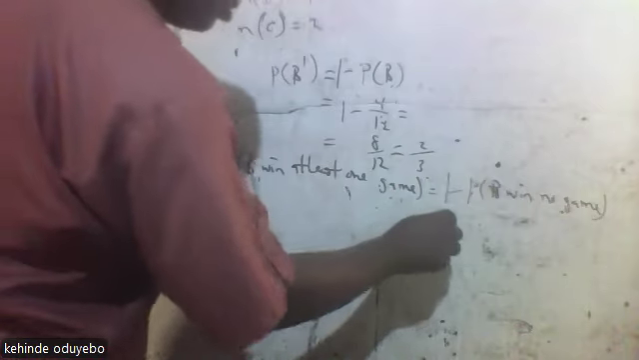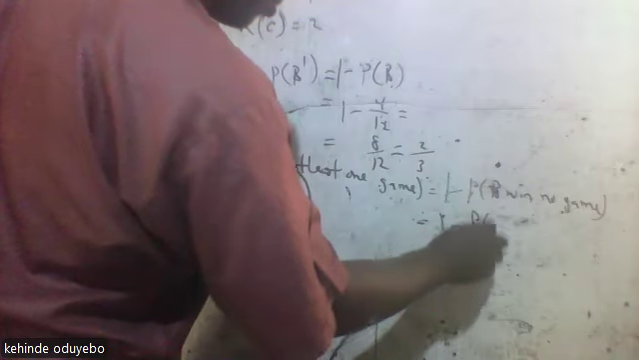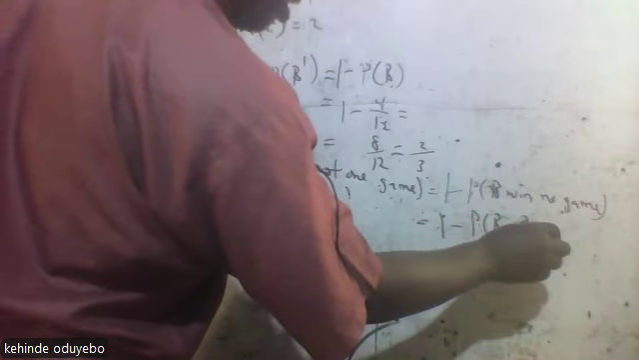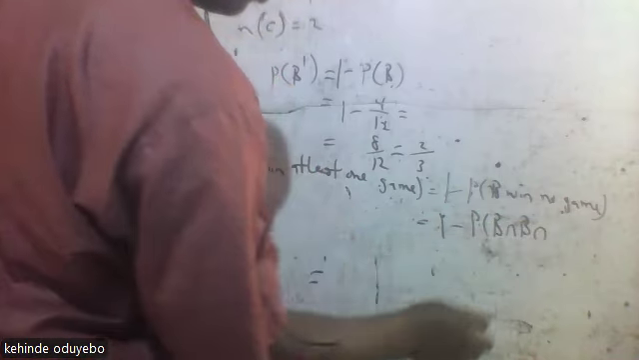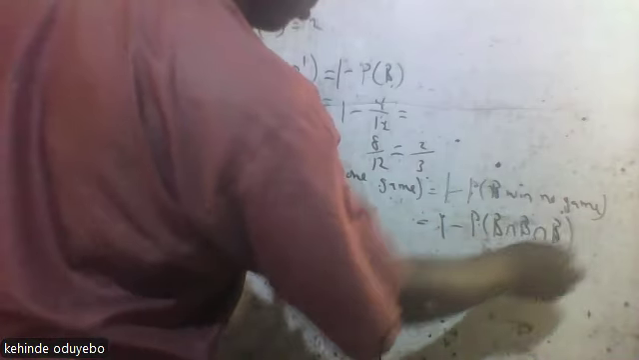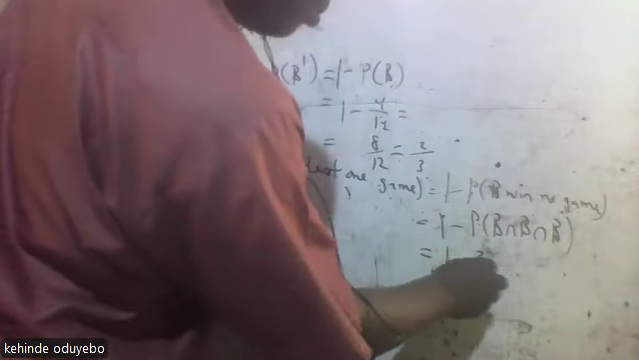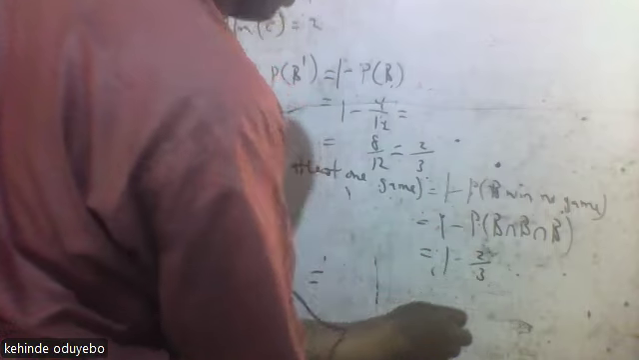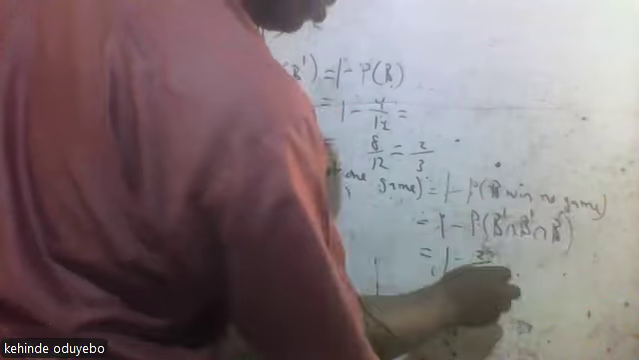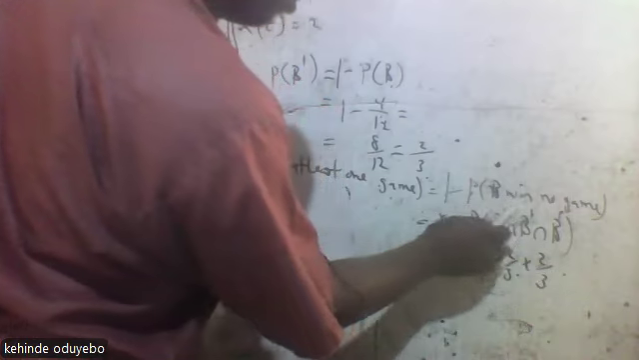The probability B wins the first game, B wins the second game, and the probability B wins what? Third game. So that's 1 minus what? No game, no game, no game. 2 times 2/3. This is no game.